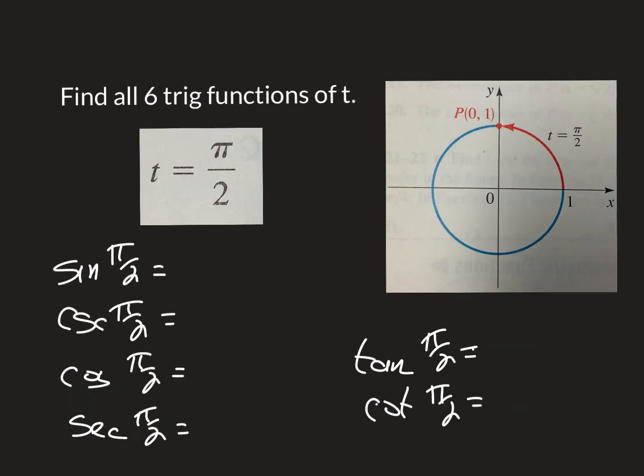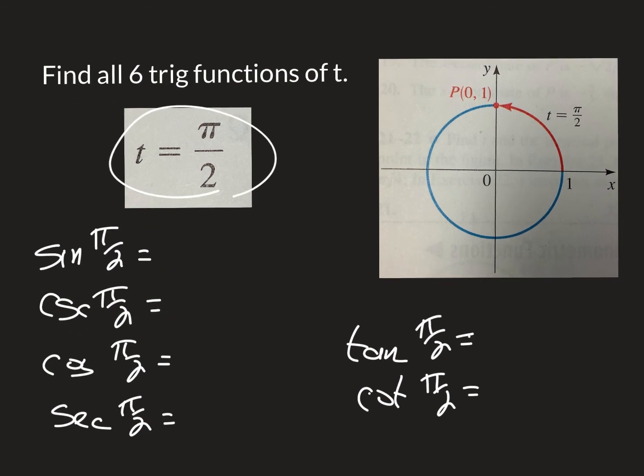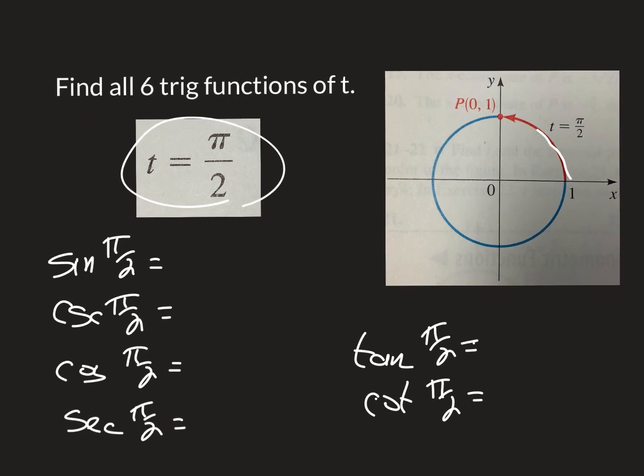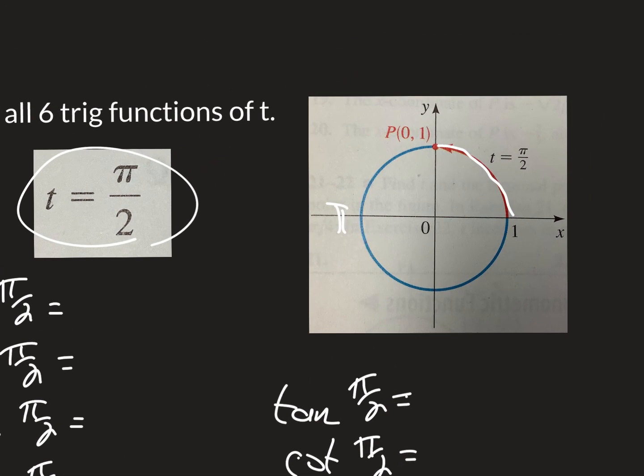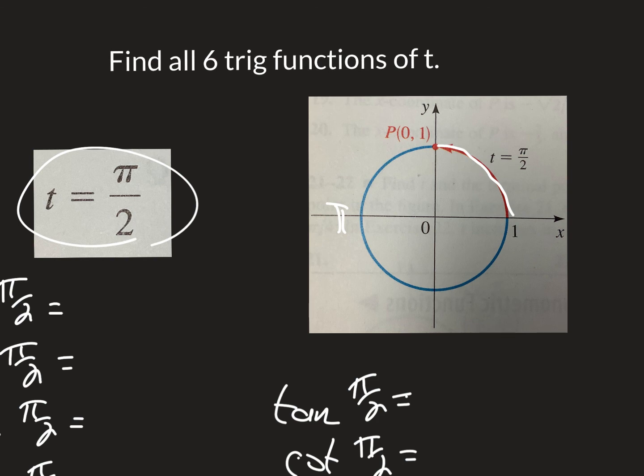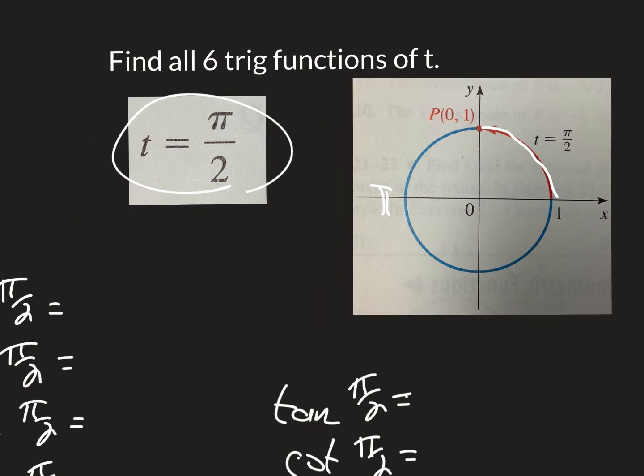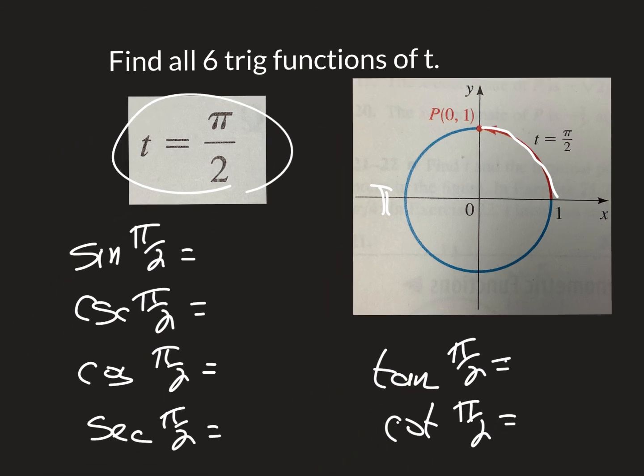All right, find all 6 trig functions of t. T is pi over 2. So we went pi over 2 around the circle, which took me halfway to pi, which makes sense. Half of pi is pi over 2. Took me to the point 0, 1.